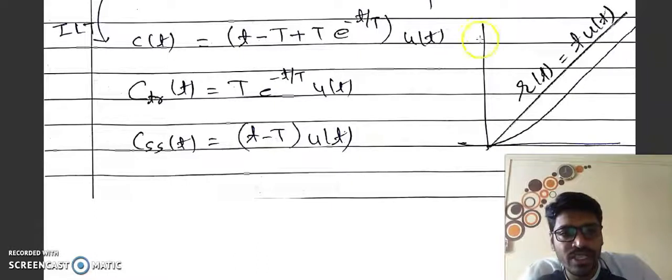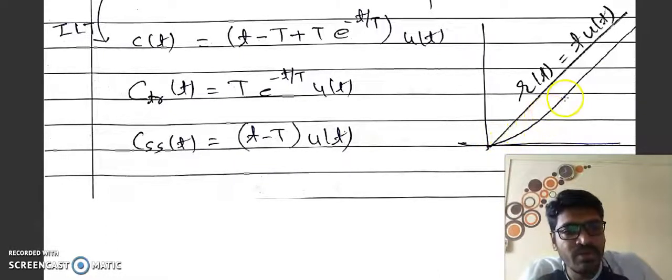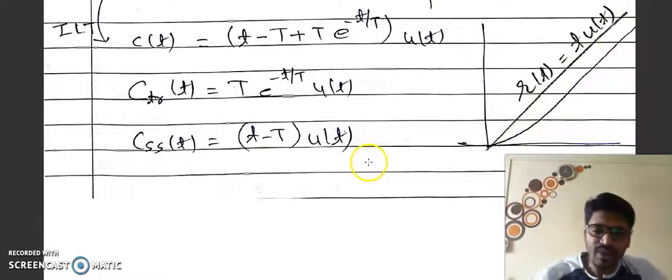So see, what is the input? The input is your ramp signal, that is a straight line passing through the origin. And what is the output? Your system will behave like a first order system. Initially the response will be slow, and after some time it will follow the input. The output will follow the input. You just see this blue color line which is following the black color line. This is the output which is following the input. There is some time difference, of course.